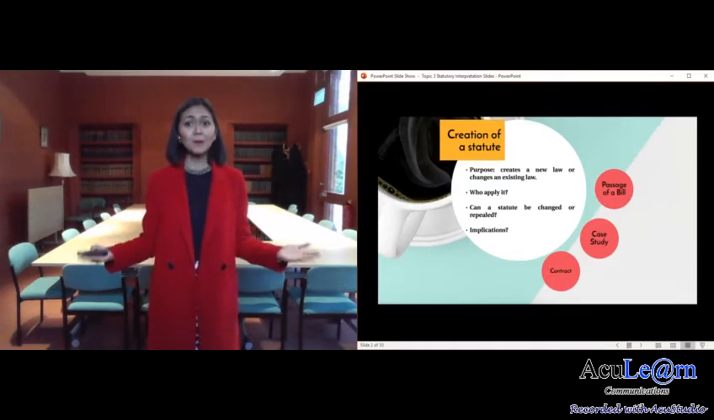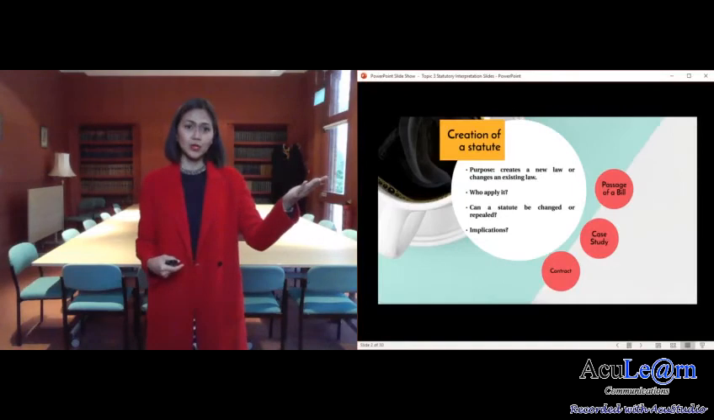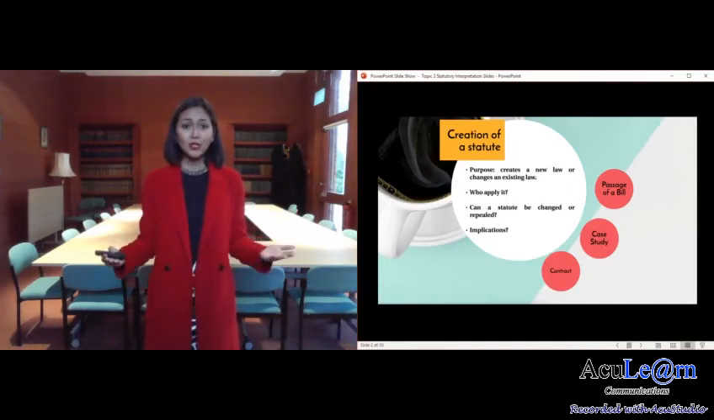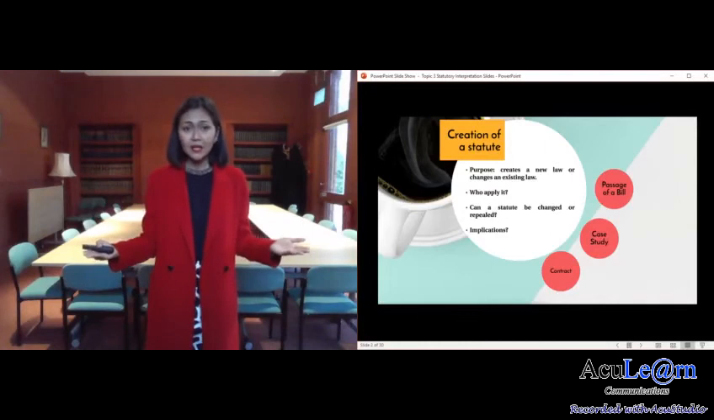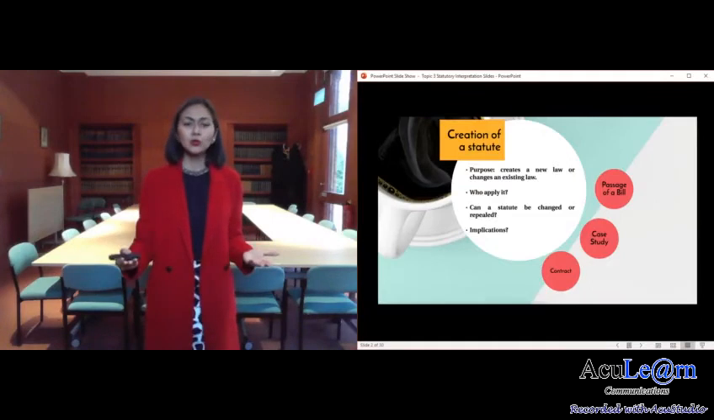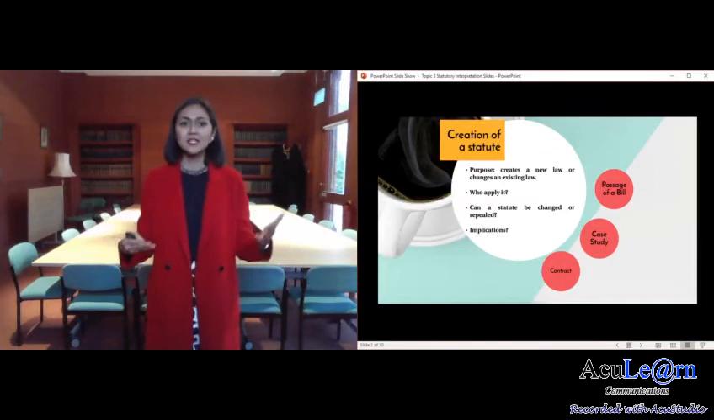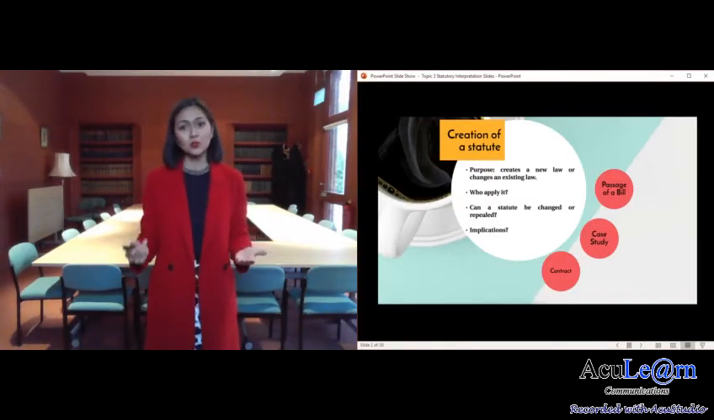So who applies it? Whenever you have a statute, you need someone to interpret it so that other people can refer to the interpretation. Sometimes legislation can be very specific, or sometimes it can be very broad, whereby it becomes very unclear, so you're not sure how to apply it.